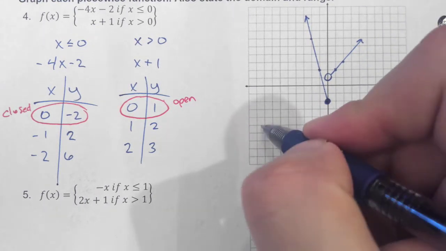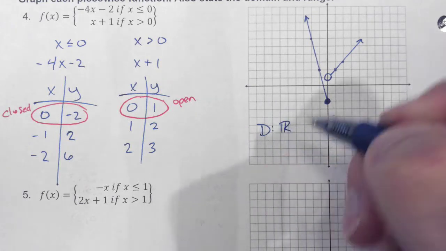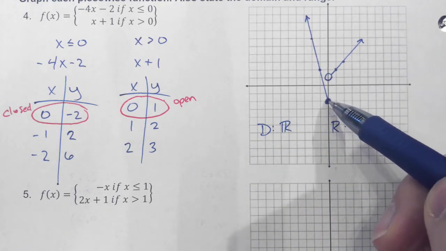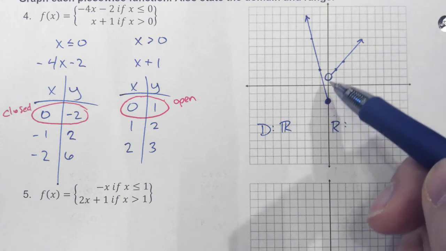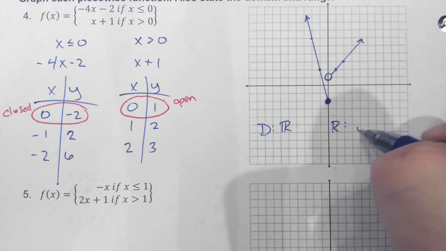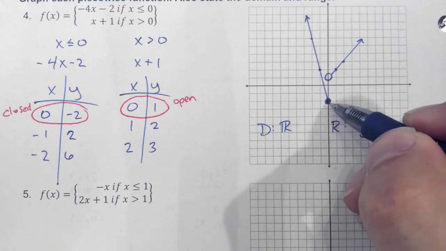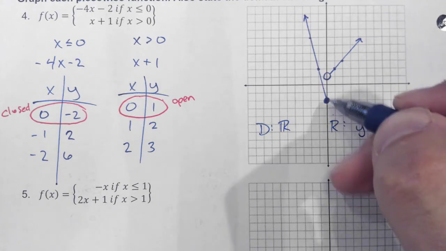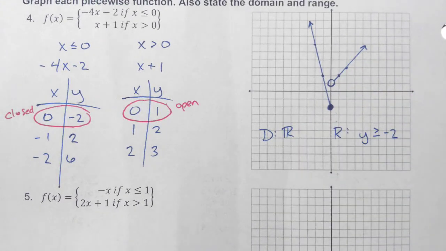So the domain, once again, I could pick any x value, so that's all real numbers. The range, we have to think a little bit. It's here and everything above that, right? Goes up forever. So what is that? It's above and equal to, because it's the closed circle. What is that number? -2. It's everything -2 and above.